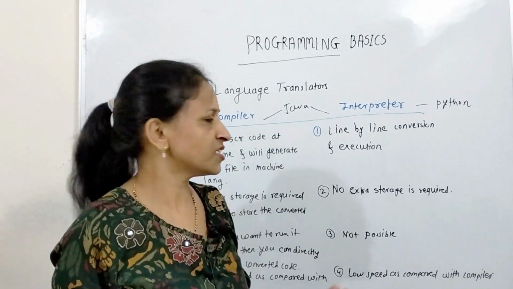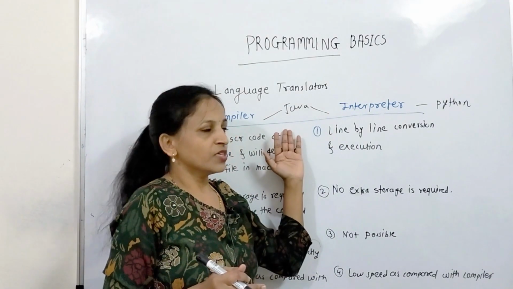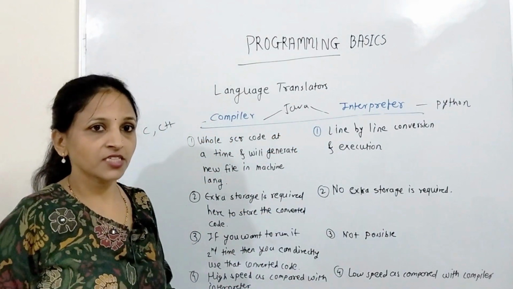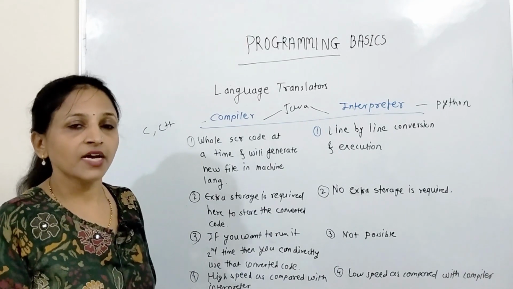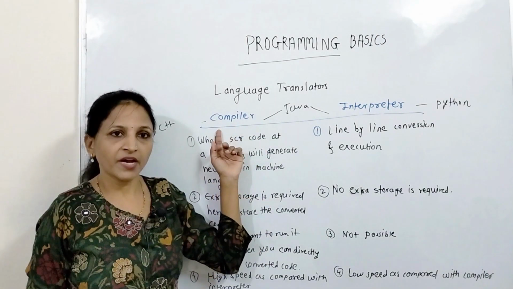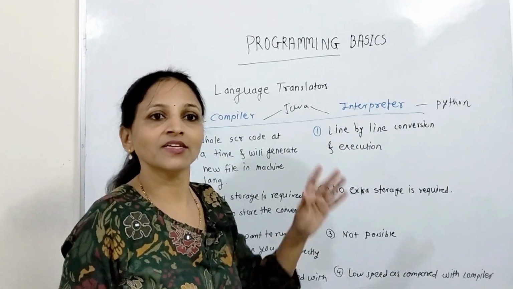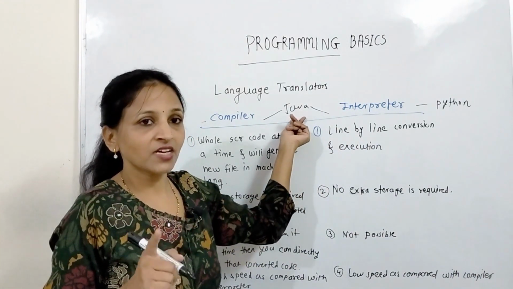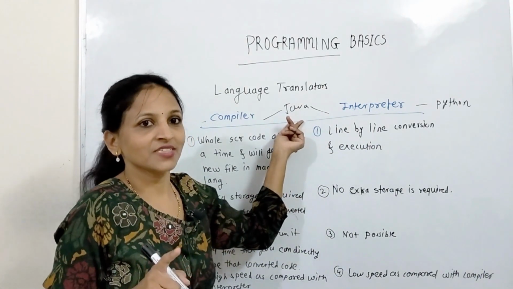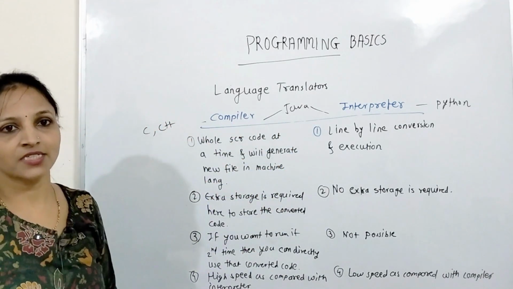In case of Java, what will happen? First, whatever code is written in Java, that is a source file, that will be converted to bytecode. That bytecode will be generated by the compiler, and then that bytecode will be executed line by line by the interpreter. This is in case of Java. That's why Java is a platform independent language. Now this is nothing but the language translator concept.